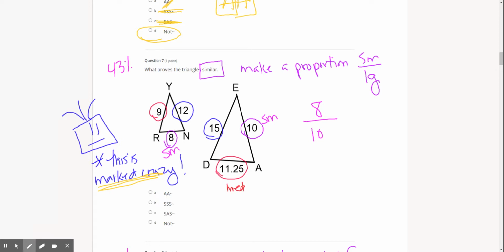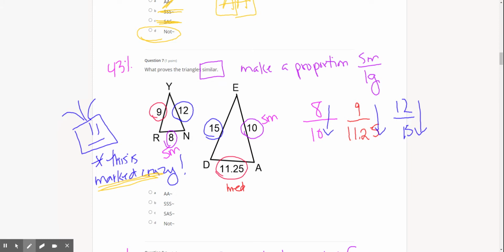So again, I'm going to keep my triangles together. So the 8 and the 9 are in the same triangle. So I'm going to put the 9 on the top and the 11.25 on the bottom. And that leaves my blue for my large sides, right? We just divide straight down and test all the decimals.